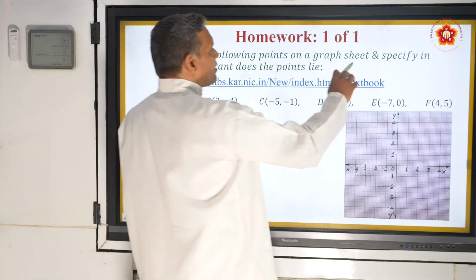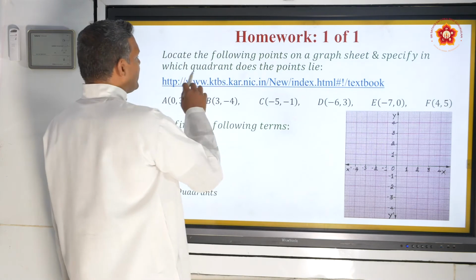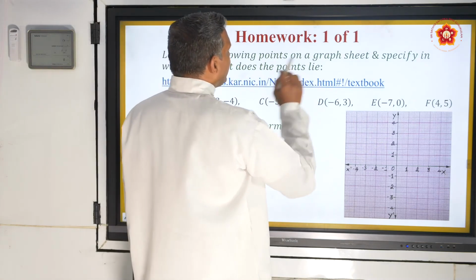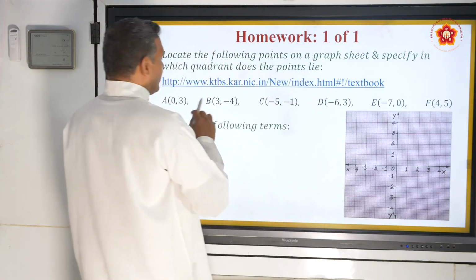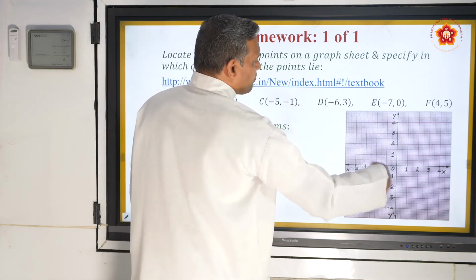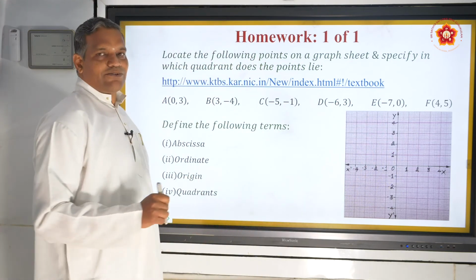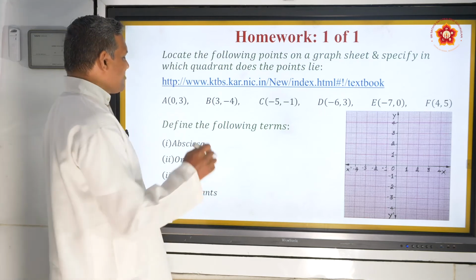Locate the following points on a graph sheet and specify in which quadrant the point lies. Here points A, B, C, D, E, F are given, you have to locate them, and there are some tricky things also. I am going to explain this. What is the tricky thing?